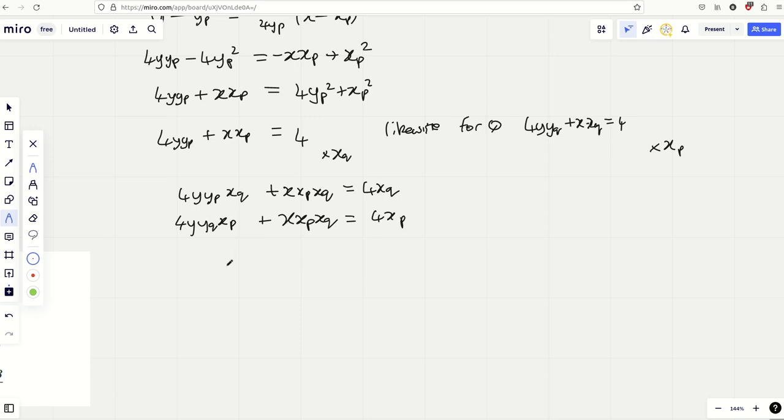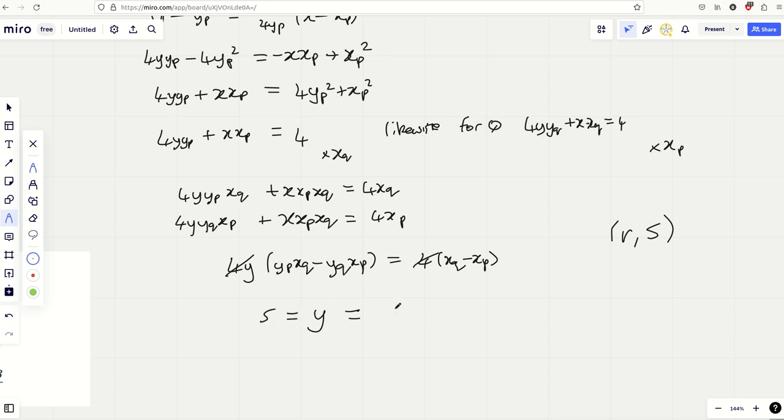When you subtract them, you get 4y times (yp xq minus yq xp) equals, because they cancel, 4 times (xq minus xp), the 4's cancel. Sure enough, your y coordinate, which if you remember, because we're dealing with the coordinates R and S, this is your S, is going to be (xq minus xp) over (yp xq minus yq xp). Now let's see if that's right.